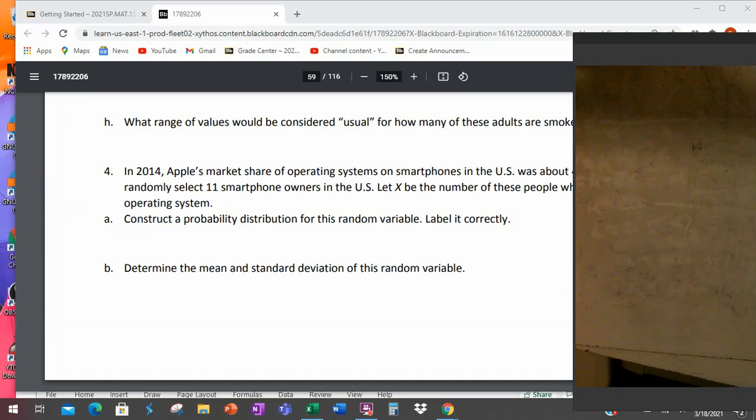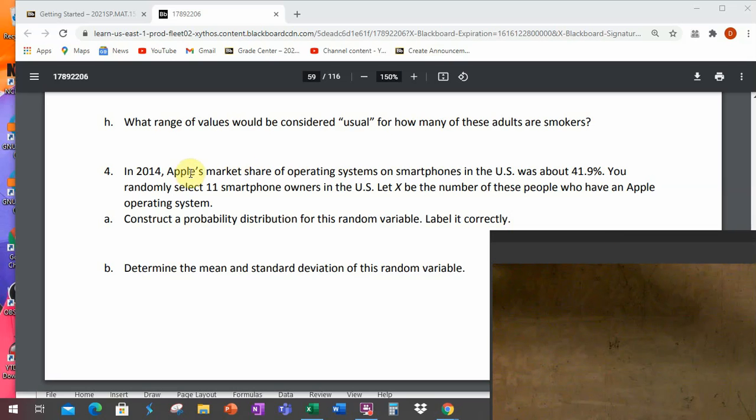Here we go. Start back up. I'm going to look at a few problems. Let's look at this one. In 2014, Apple's market share of operating systems on smartphones in the U.S. was about 41.9%. You randomly select 11 smartphone owners in the U.S. Let X be the number of these people who have an Apple operating system.